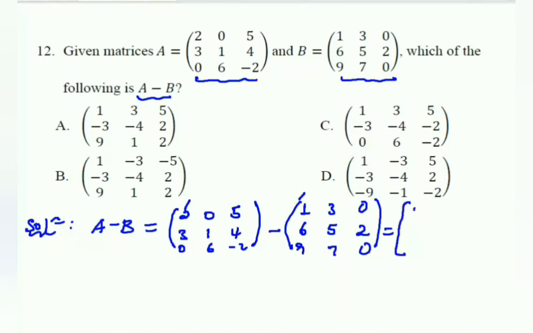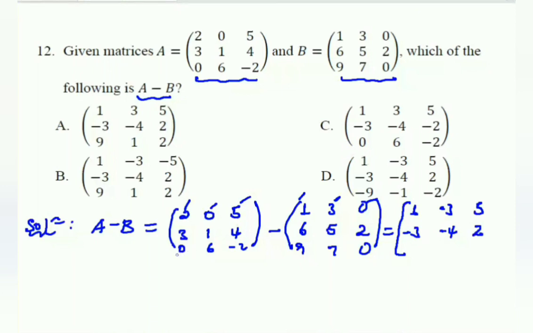So 2 minus 1 is 1. Subtract 3 from 0, then 0 minus 3 is minus 3. Subtract 0 from 5, the result is 5. Similarly on the second row, 3 minus 6 is minus 3. 1 minus 5 is minus 4. 4 minus 2 is 2.